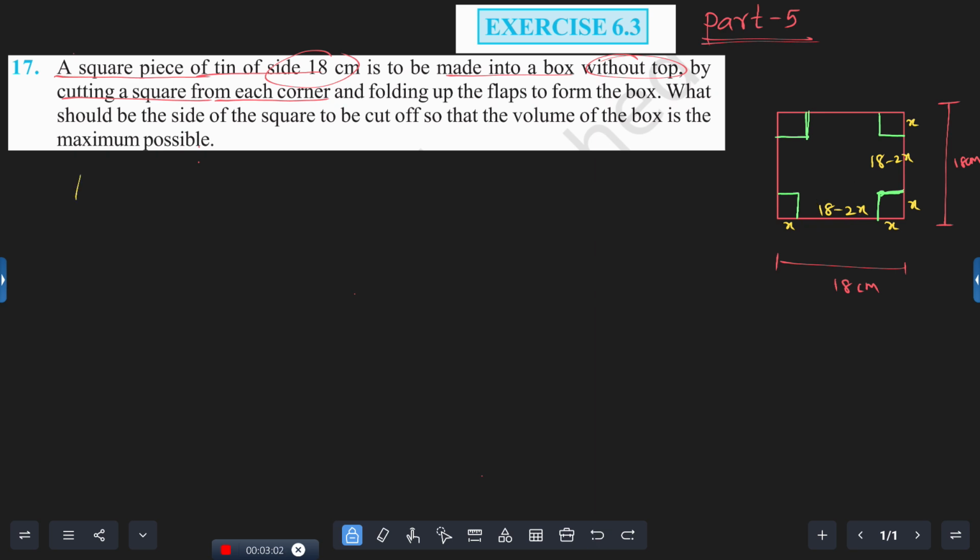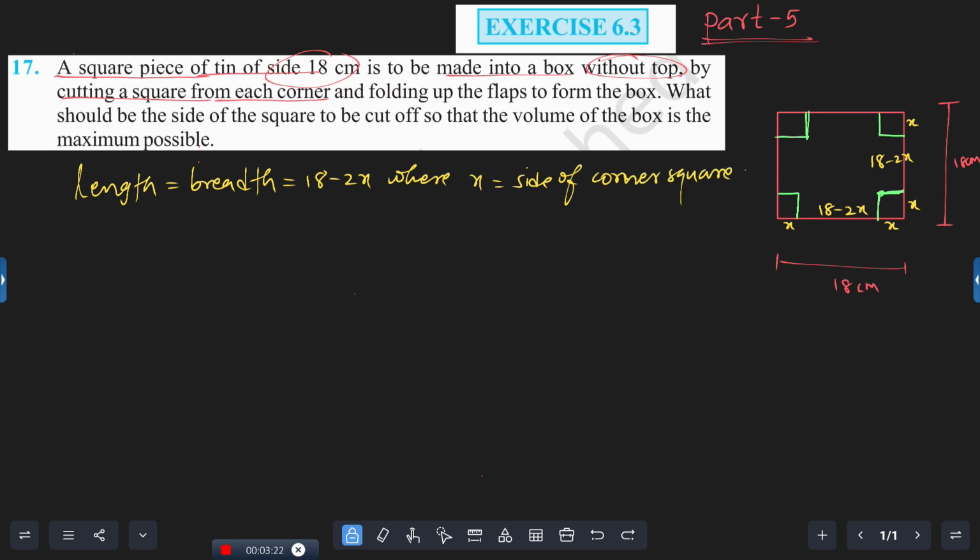Then length and breadth are both equal to 18 minus 2x, where x is equal to the side of a corner square. Understand? Side of corner square. And height, what my dear? Height is equal to x units. This is the information at present that we have.